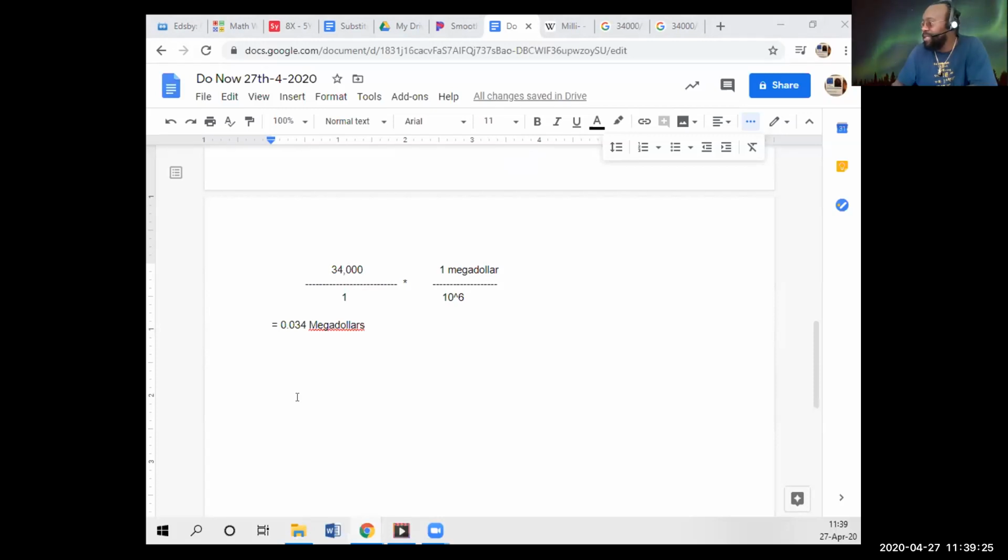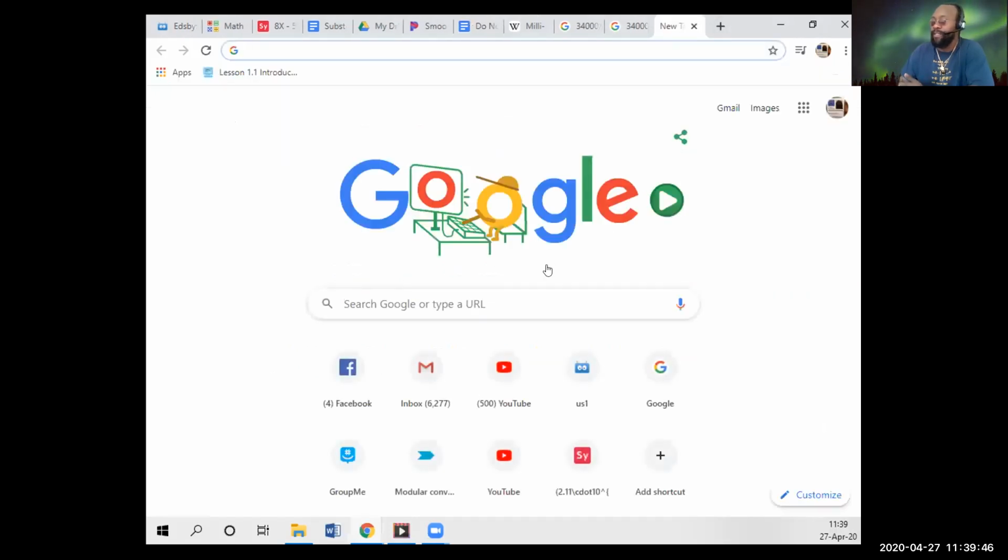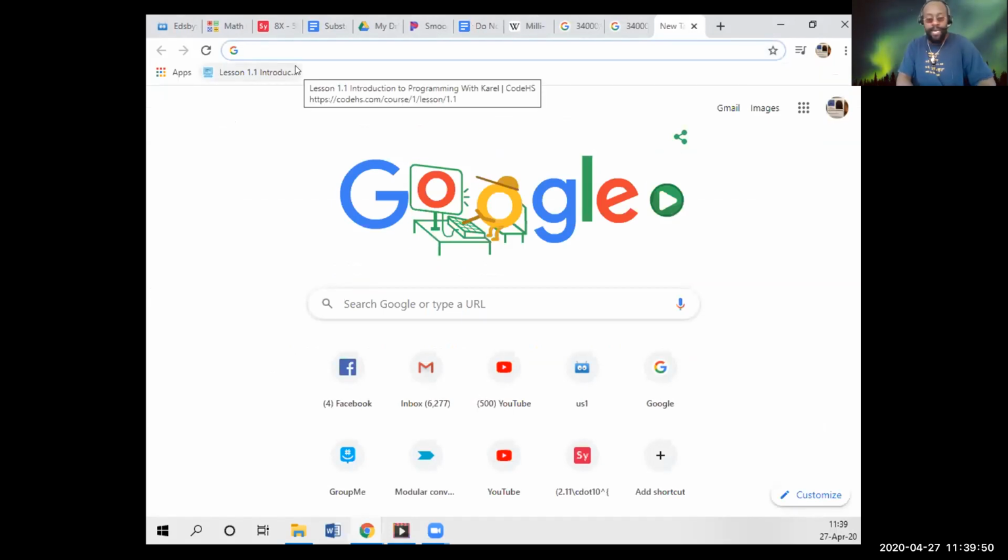So here's number 3. I'm going to just start from number 3 and I'm going to go back for number 1 and 2. No problem, Kim. So number 3 looks like this. A honeybee flaps its wings 224 times per second. How much time is required for one wing beat? For this, you have to understand what time is in physics. And time is related to frequency.